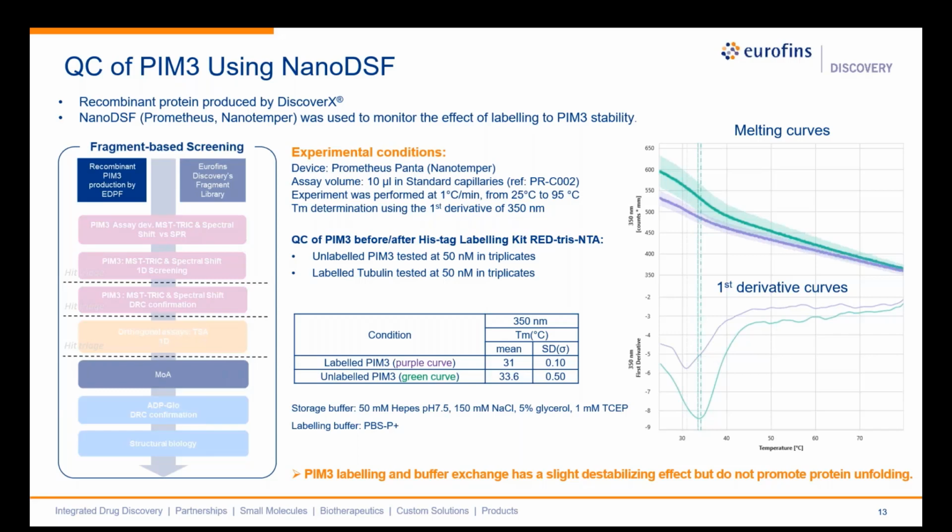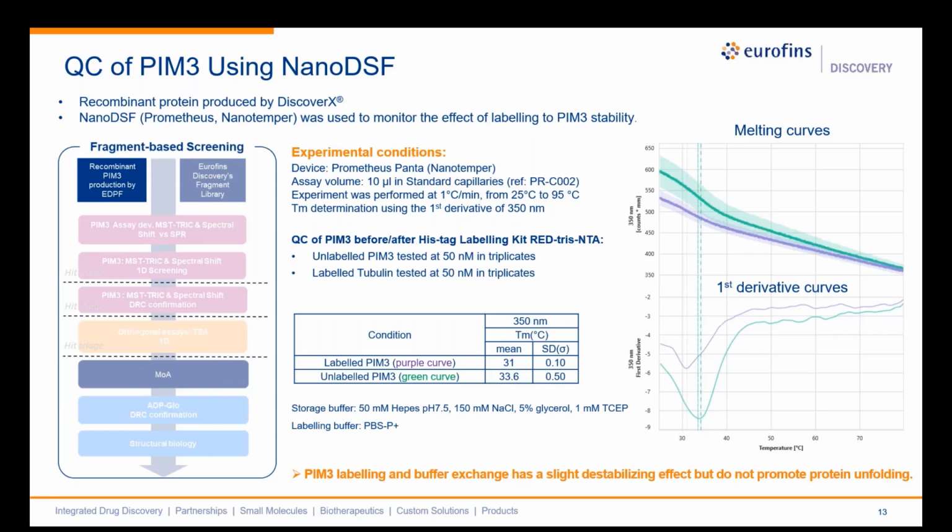As you can see on the bottom right, the first derivative of the fluorescence at 350 nanometers indicates a melting temperature of 33 degrees in the storage buffer. This is the green curve, and 31 degrees after His-tag labeling, the purple curve. These results show that PIM3 labeling combined with the buffer exchange has a slight destabilizing effect, but does not promote PIM3 unfolding.